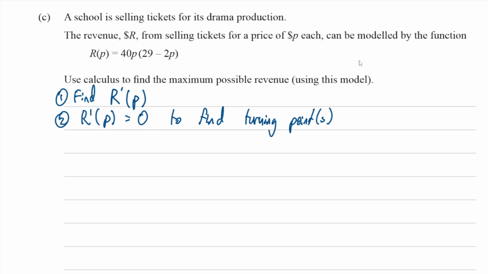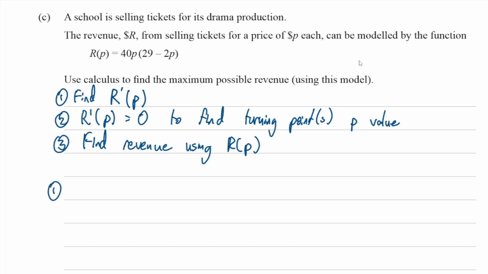So to find turning points, the P value, or price. With that price, we can find revenue using our original equation and the P value, the price that we just worked out. Cool, so those are 3 steps. Step 1, finding the derivative.